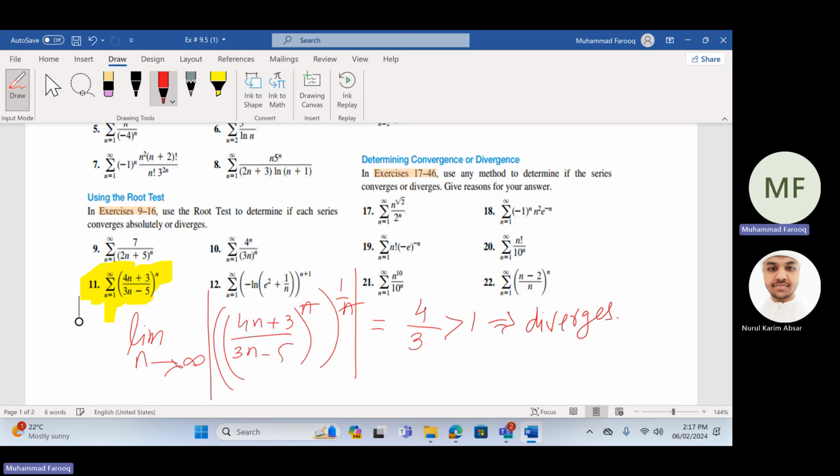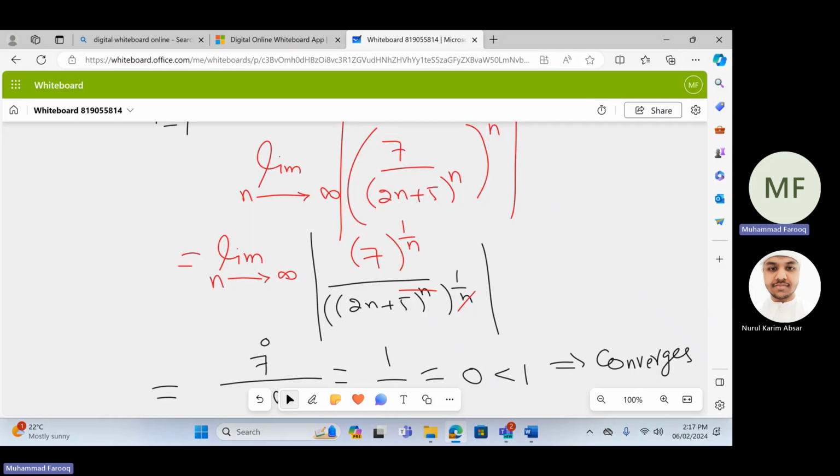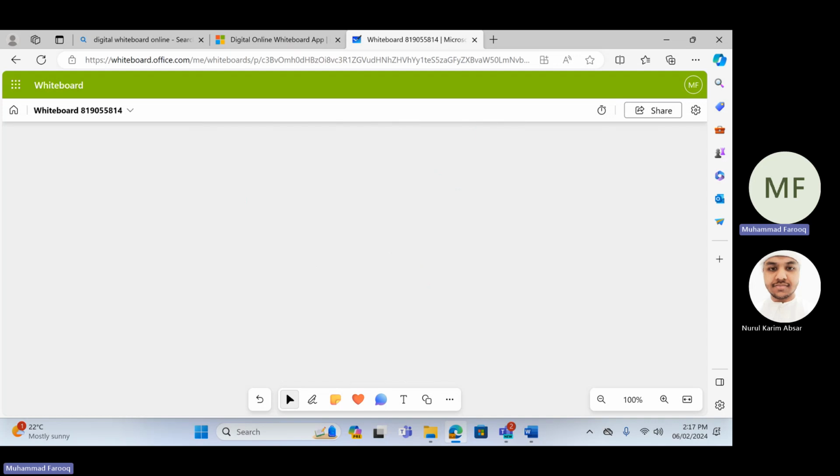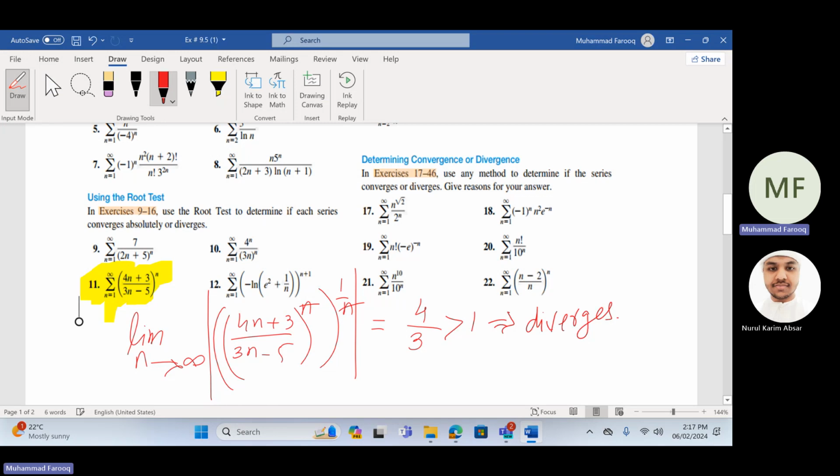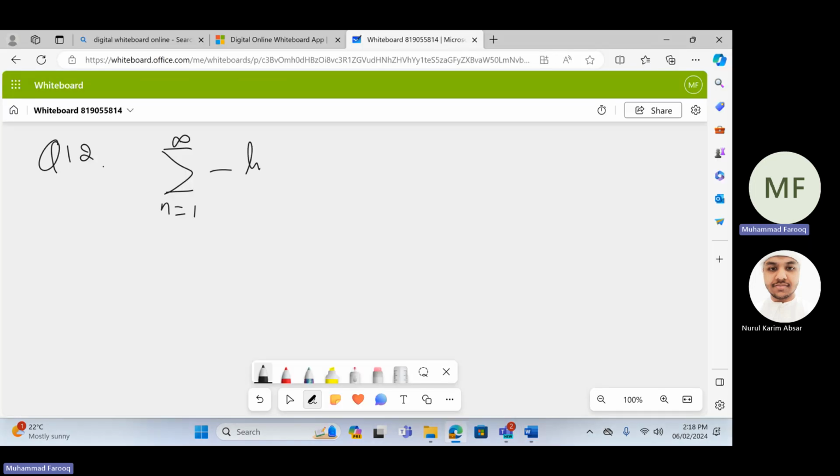Now let's start question 12. Question number 12: sigma n equals 1 to infinity of minus ln with the argument e squared plus 1 over n, the whole function to the power n plus 1. Okay, good.